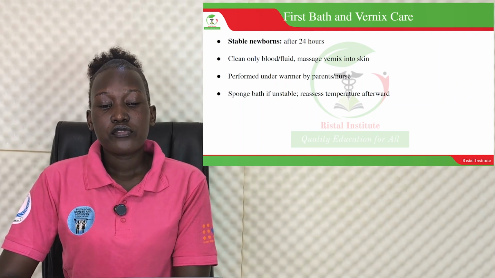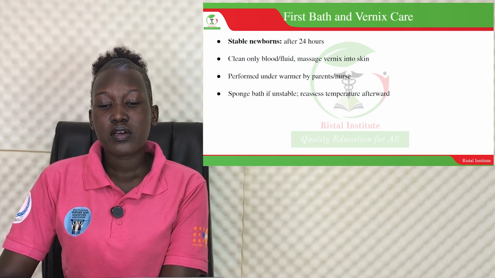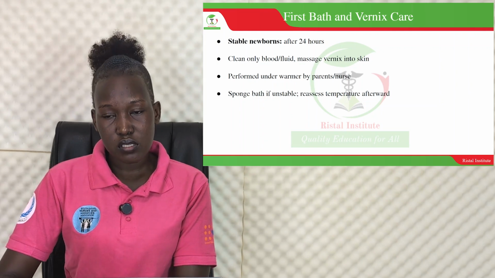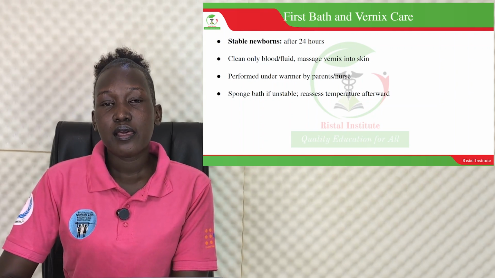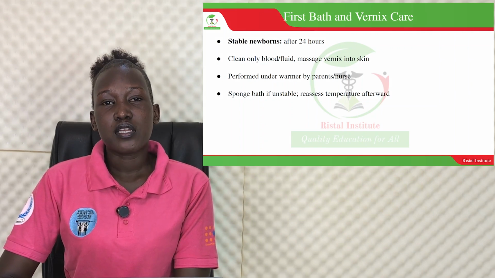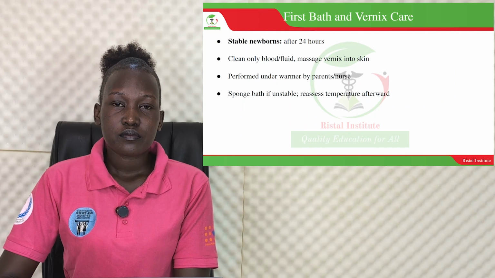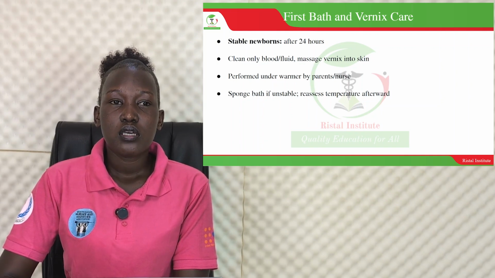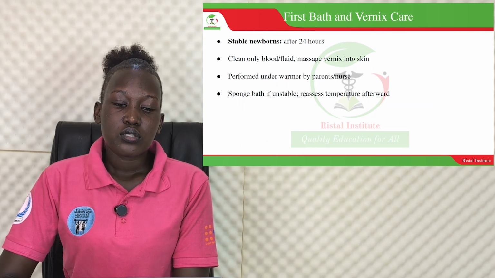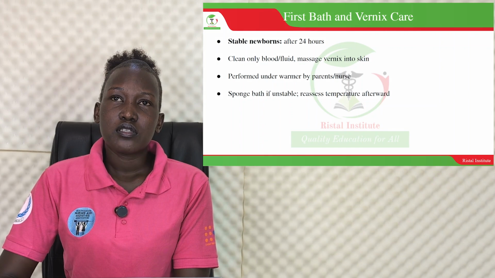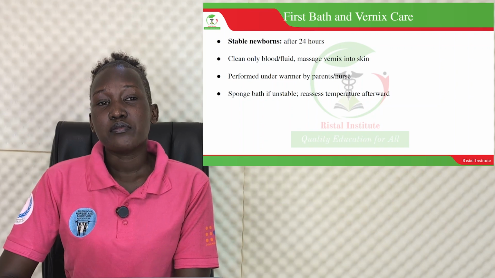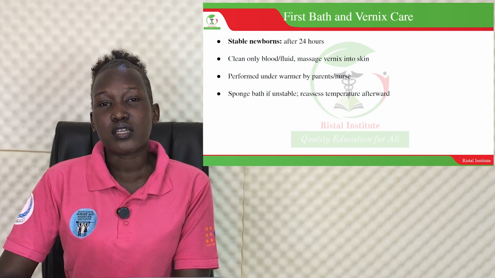So clean body fluids, massage the vernix into the skin. The vernix is that whitish thing you see on the skin, and mostly you get it on the head. Usually people say that it is sperm. It is not sperm. The vernix is the one that helps to keep the baby warm and keep their skin moisturized. A newborn is very, very sterile. You know where they are coming from. They're coming from the sterilest place, that is the uterus.